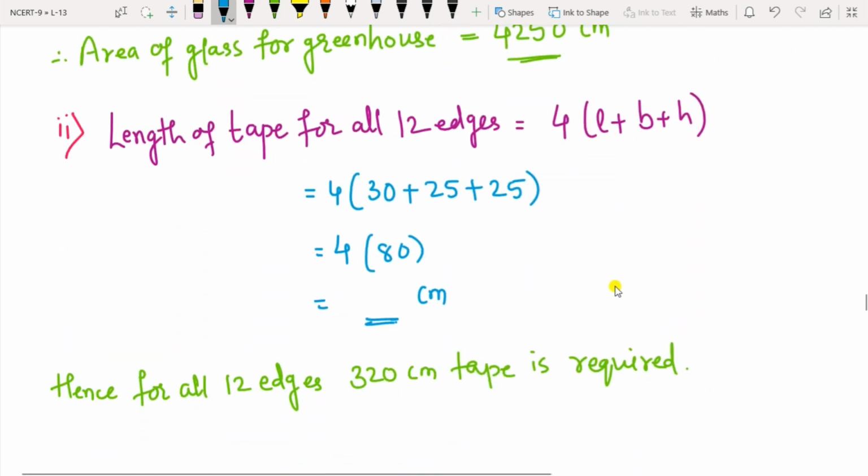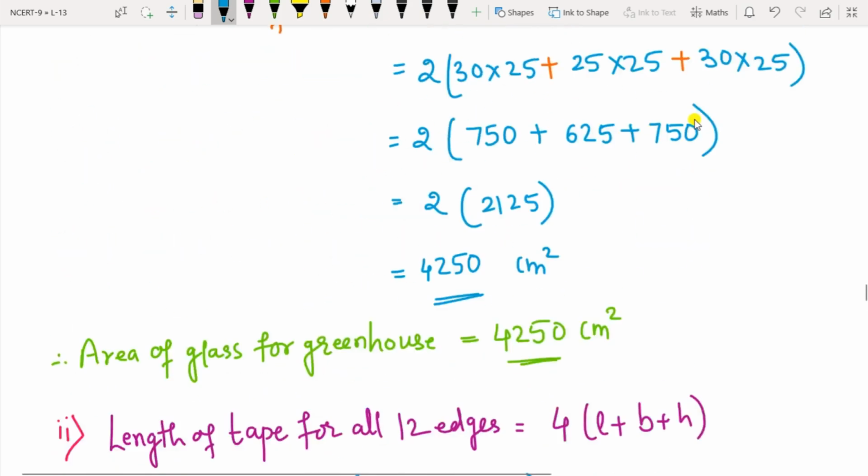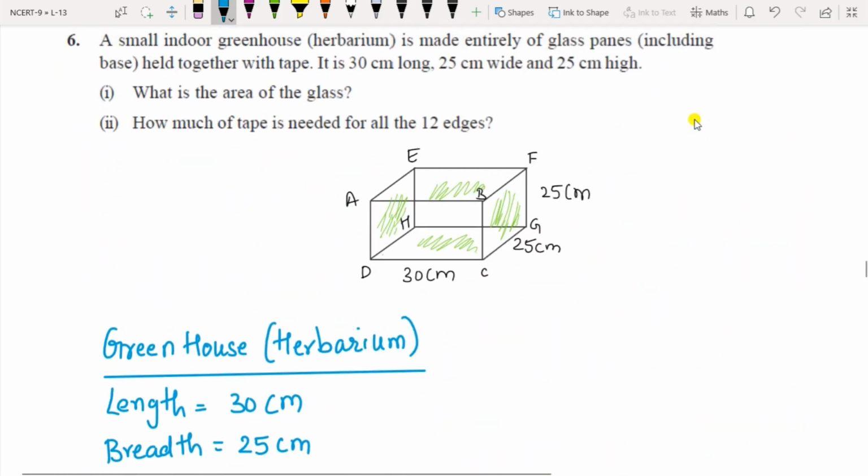Now you have to find the length of the tape for all the 12 edges. In the 12 edges you have 4 lengths, 4 breadths and 4 heights. So we take 4 common, that is 4 into (L plus B plus H). You can see in the figure of a cuboid that you have 4 lengths, 1, 2, 3, 4, 4 breadths, 1, 2, 3, 4, and 4 heights, 1, 2, 3, 4.